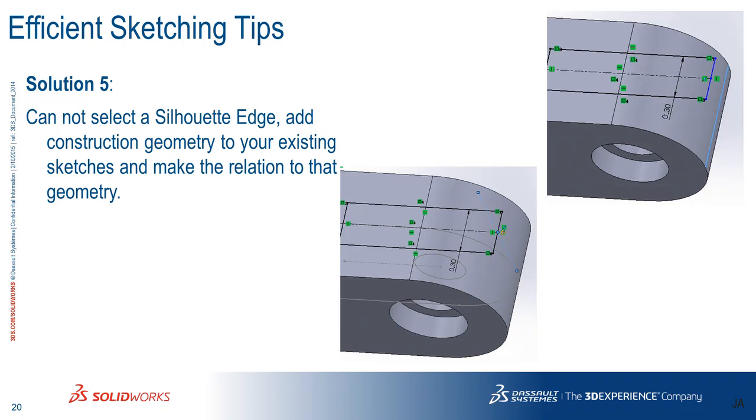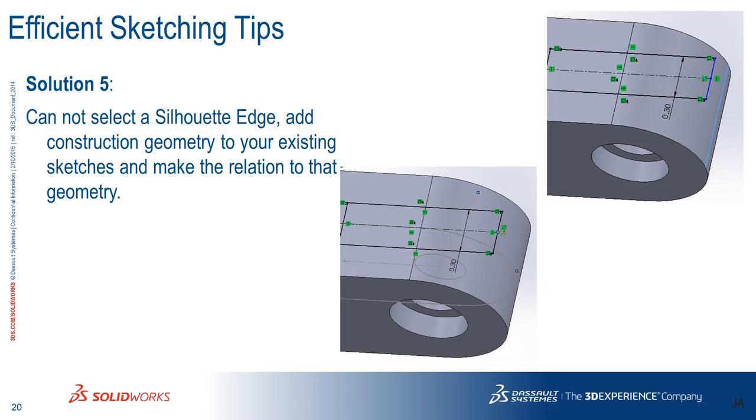All right. Selecting silhouette edges. Sometimes, it just doesn't work. I don't know why, but it just doesn't always kick in the way that you want it to. So what other ways can you do this? You can add in construction geometry to your existing sketches and add relations to that geometry.